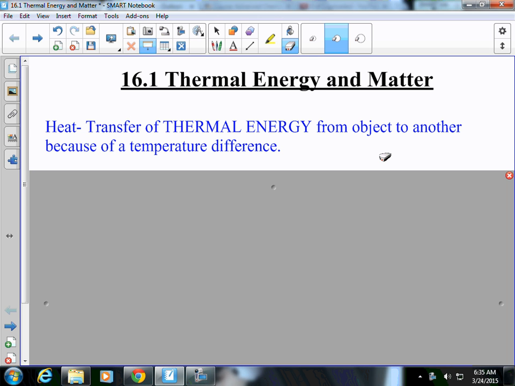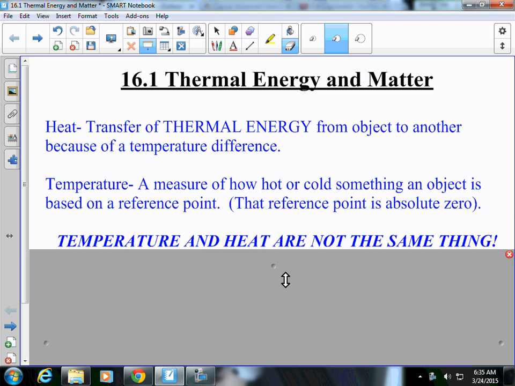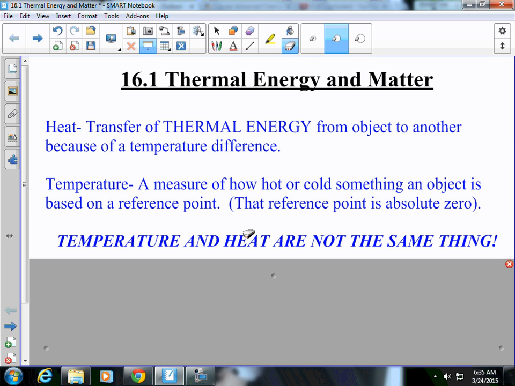So heat is the transfer of thermal energy. Heat and temperature are not the same thing. Get that through your noggin. So temperature, what is temperature? Temperature is just a measure of how hot or cold something is based on a reference point. Now that reference point for us is typically absolute zero. I'm going to talk about absolute zero here in a little bit, but heat and temperature are two different things. They're not the same thing. So heat is a transfer of thermal energy based on a temperature difference. Temperature is simply how hot or cold something is.